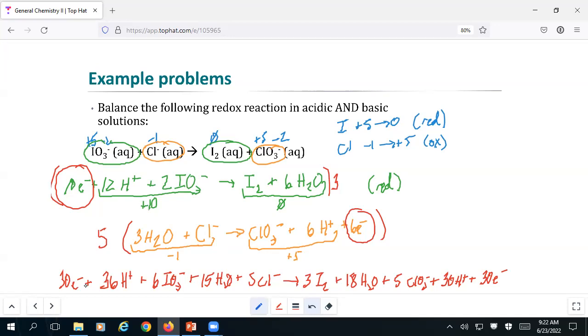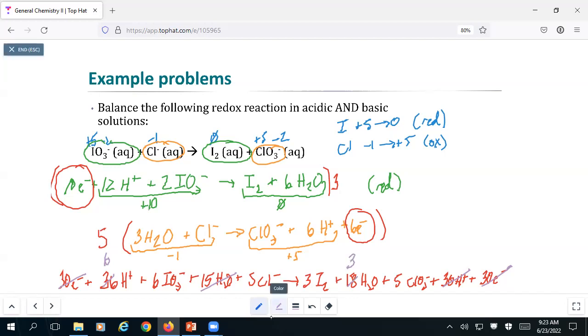Now, as I mentioned, as you can see, there is certainly some redundancy in this. The 30 electrons are common to both sides. We can cancel them out. The 36 hydrogens here are matched by 30 on the other side. So those 30 can go away. This would reduce to 6. And the waters on this side, we had 15 here, but 18 on the other side. So these 15 go away. These 18 reduce to 3.